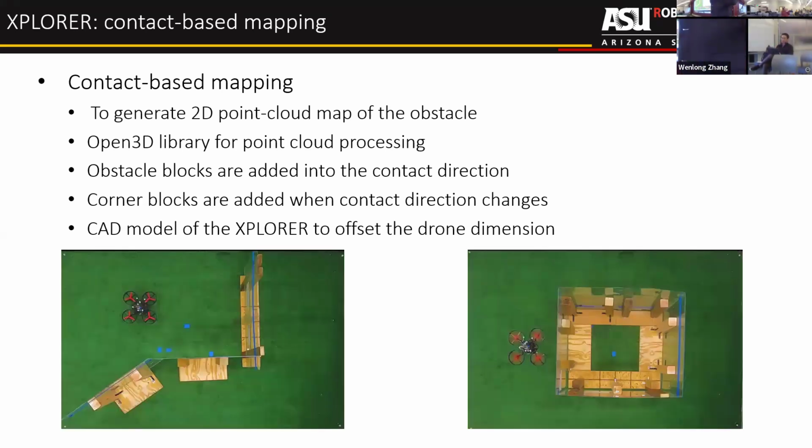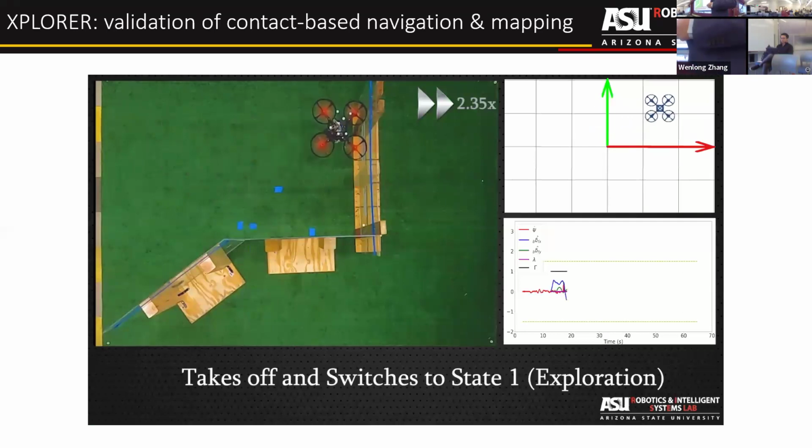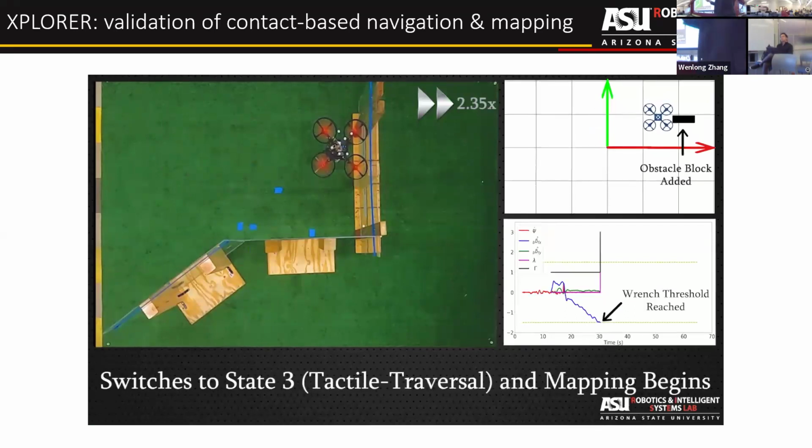And that's actually what we did. And I just want to fast forward to a video. The drone flies in, this is exploration mode, and then it contact start traversal. This is all autonomous, right? And start traversal, and this is all based on the wrench estimate and then the yaw estimate.